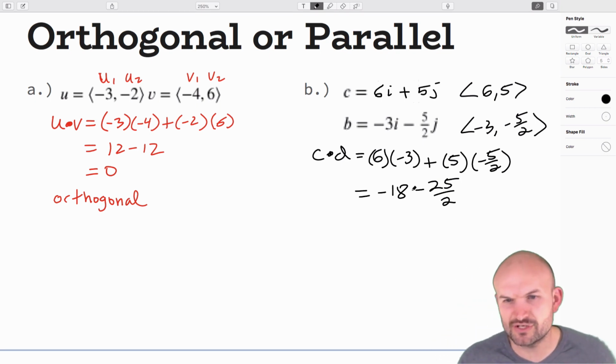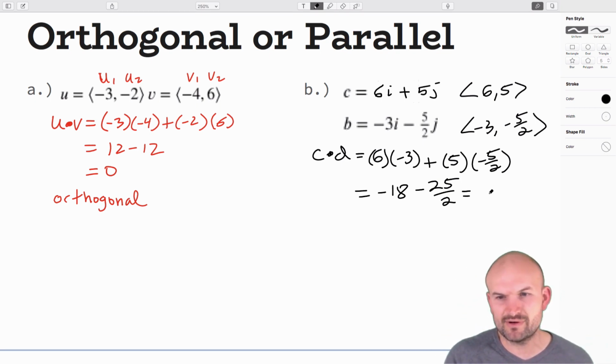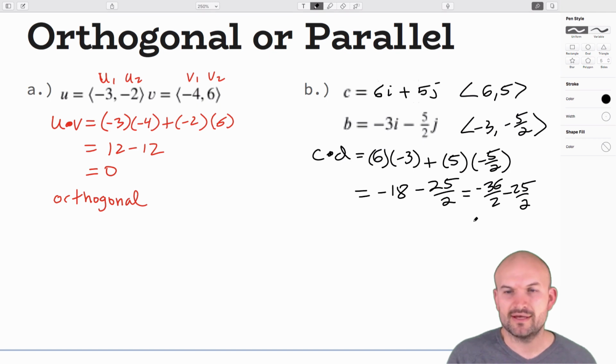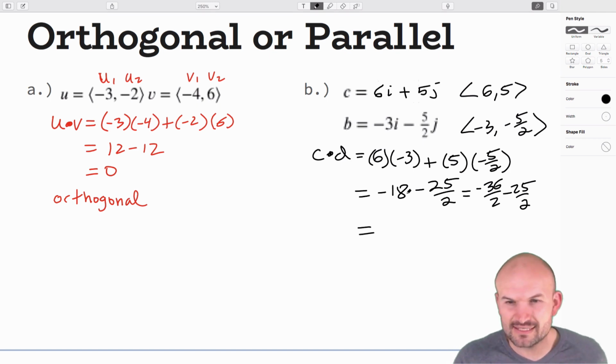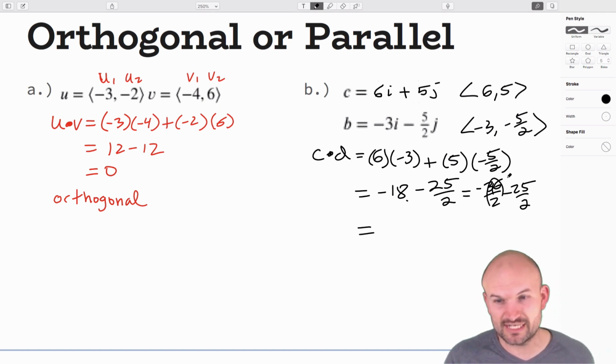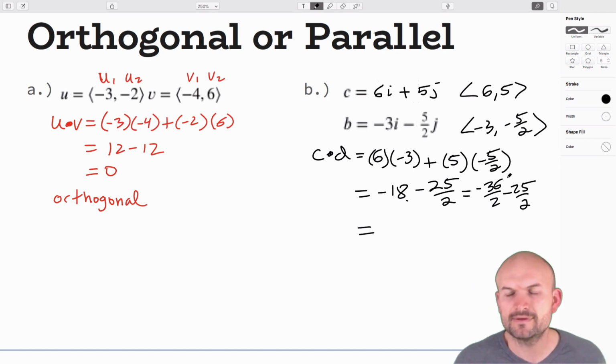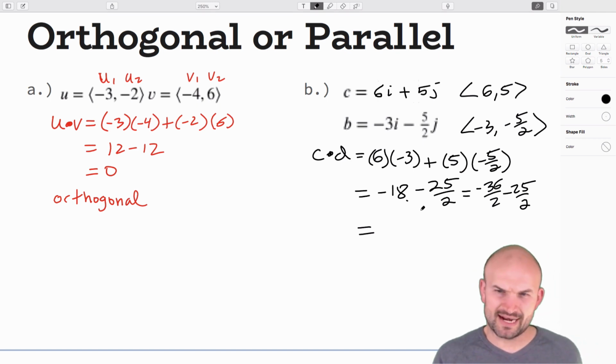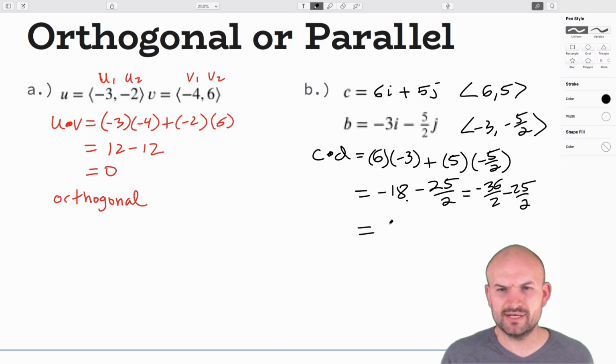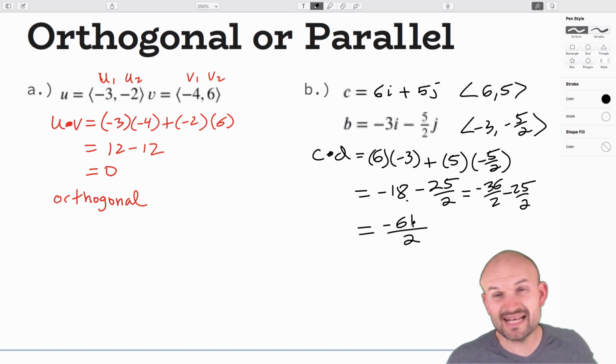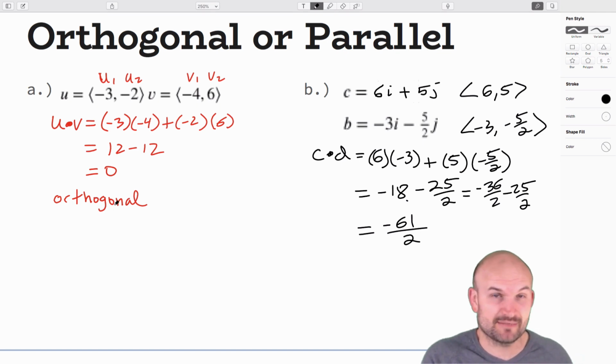So if I was just to rewrite this, I could rewrite this as -36 divided by 2 minus 25 over 2. And therefore you can see that I can write -18 as -36 over 2. And therefore, then I would have -61 over 2. Okay, so that's going to be my dot product, which obviously is not going to be orthogonal.